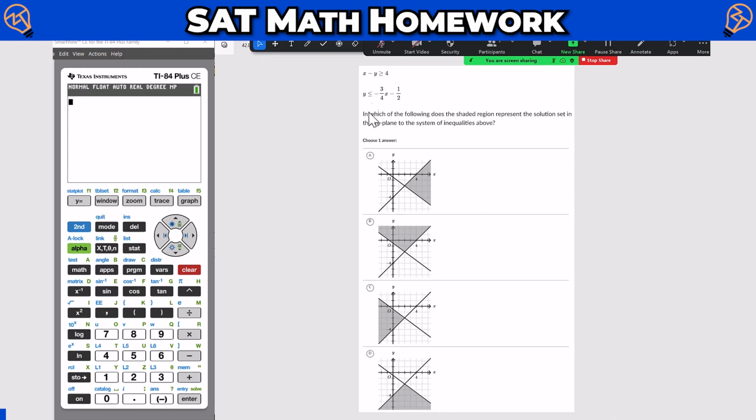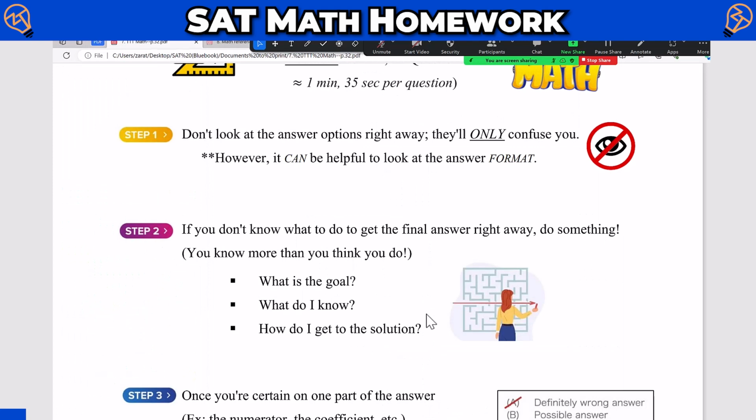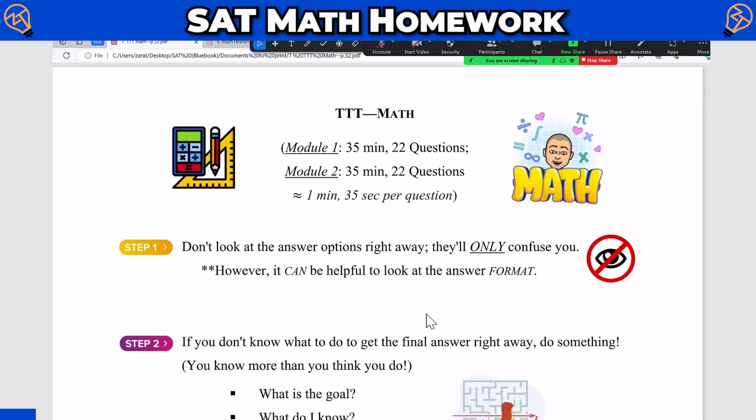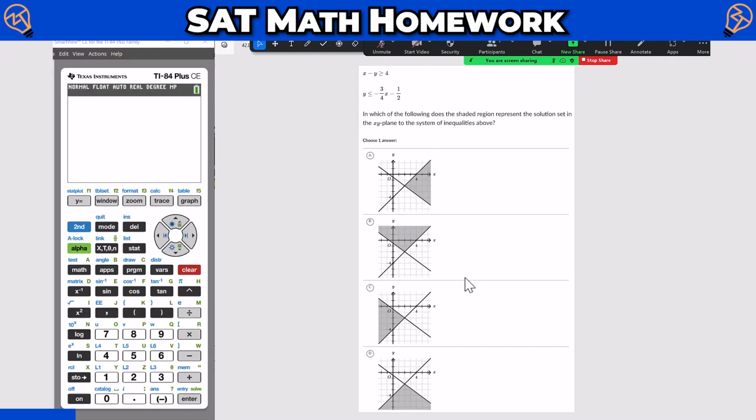So in looking at this system of inequalities, this is a perfect example of when we look at our triple T document and we say in step one, don't look at the answer options right away, they'll only confuse you. However, it can be helpful to look at the answer format. And this is an example where looking at the answer format can be very useful because we see that we have a system of inequalities, definitely.